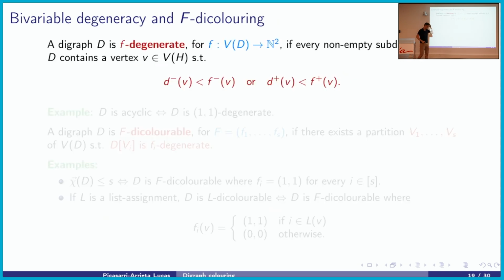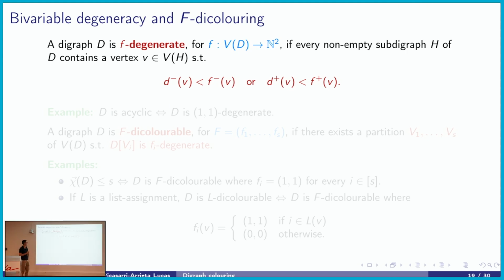Now I would like to give you the statements, but I first need a few definitions. So if I have a digraph D and a function f which associates to every vertex of D two integers, then we say that D is f-degenerate if for every non-empty subdigraph H of D I can find a vertex v such that its in-degree is less than f minus of v, and the out-degree is less than f plus of v, where f plus and f minus are respectively the projections on the first and second coordinates of the function f.